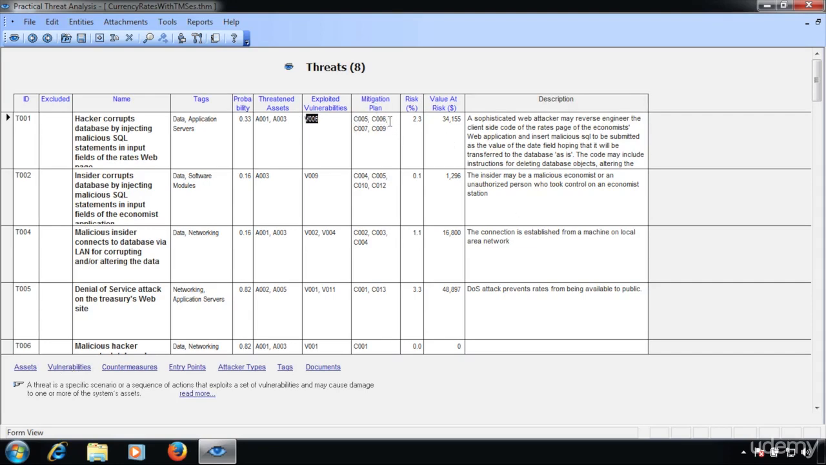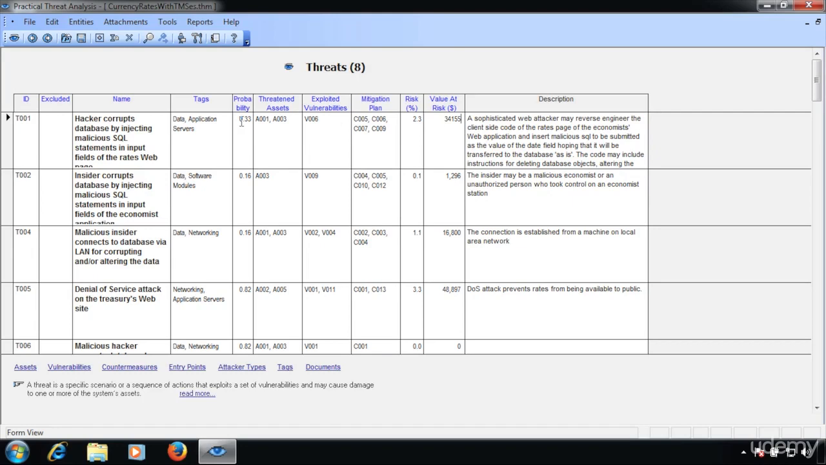And the mitigation plan or countermeasures, the C refers here to countermeasures. So we have countermeasures to mitigate this attack and the risk. So the threat, that's the current risk in percentage, so it's about 2.3%. Now it's a decimal number here, and the value at risk is 34,000, 34 and something.